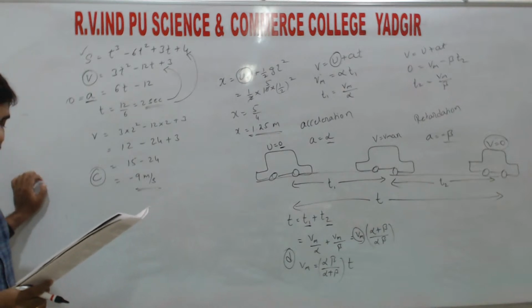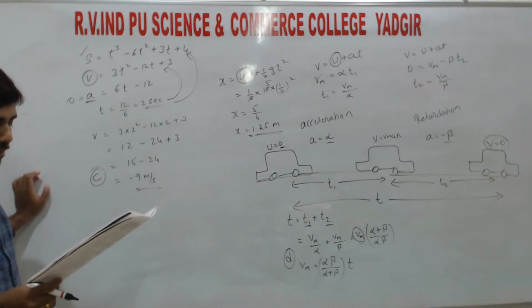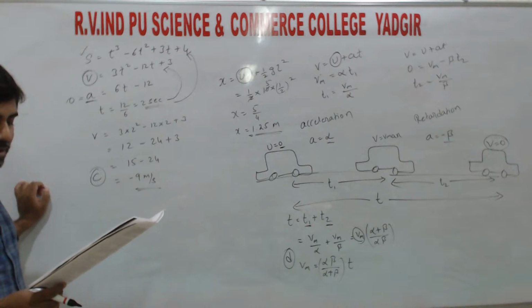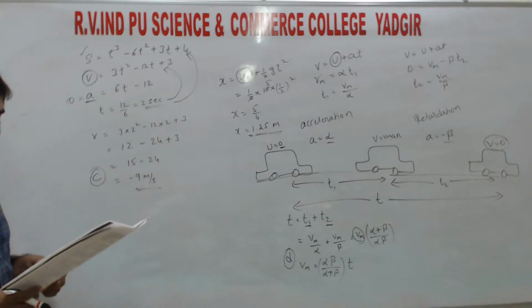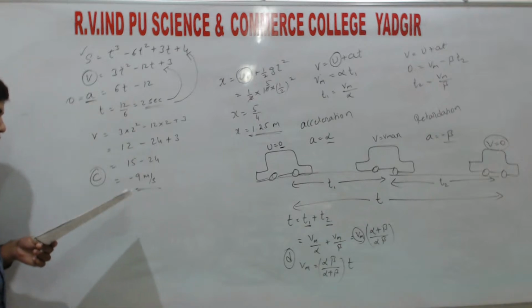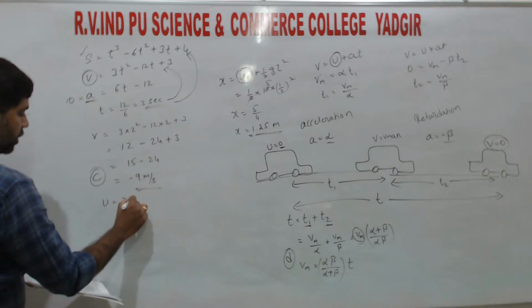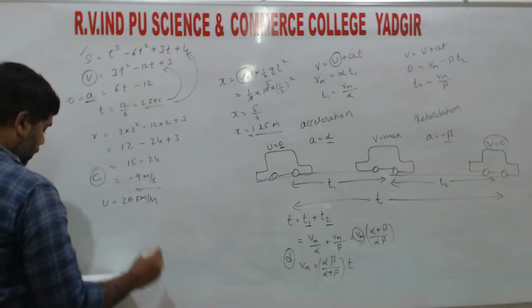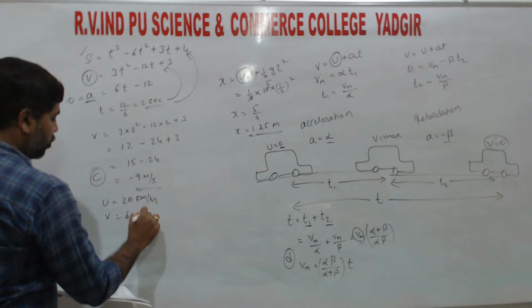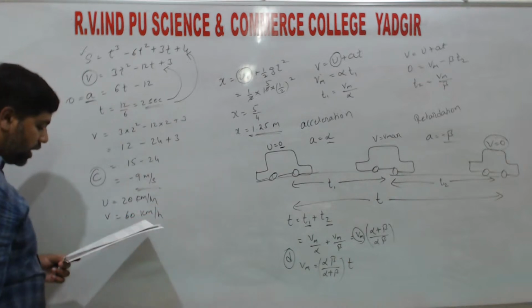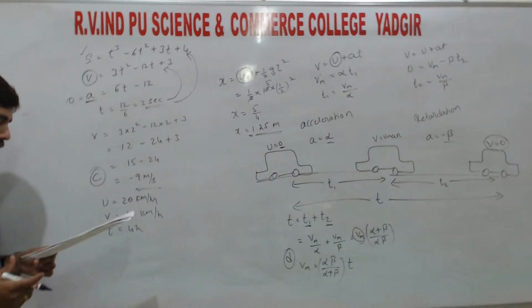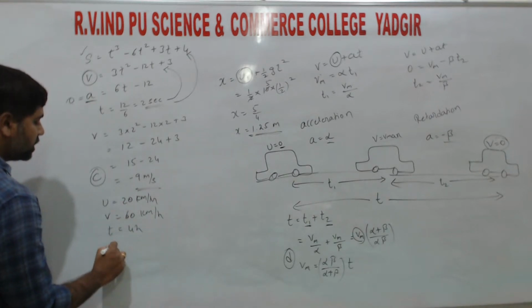Next, velocity of the train increases uniformly from 20 km per hour to 60 km per hour in 4 hours. The distance traveled by the train during this period is. So we need to find the distance covered. So initial velocity u is given as 20 km per hour, right? v is given as 60 km per hour, right? So time t is equal to 4 hours, right? So we need to find the distance traveled.